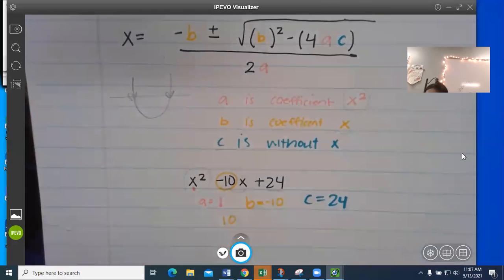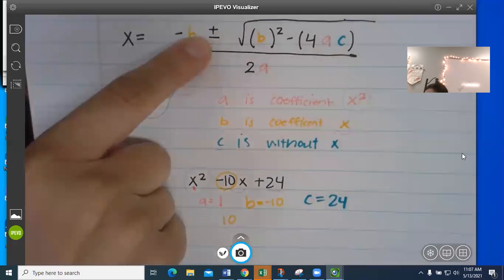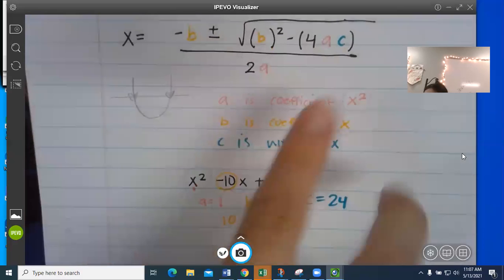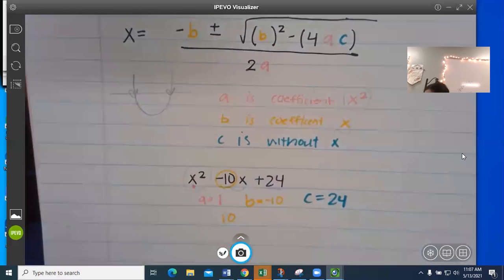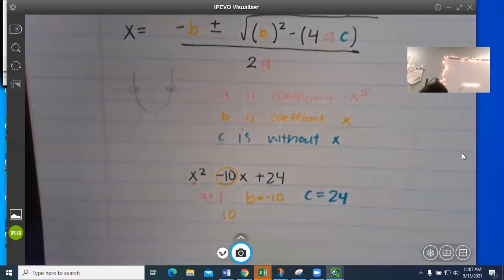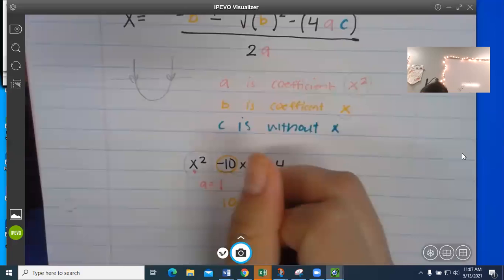Now the formula says I do two things. I do the plus and I do the minus, because anytime you take the square root of something, there are two answers, a positive answer and a negative answer. So I'm going to do the positive answer first, and I'll show you what you're going to do when you get to the calculator.